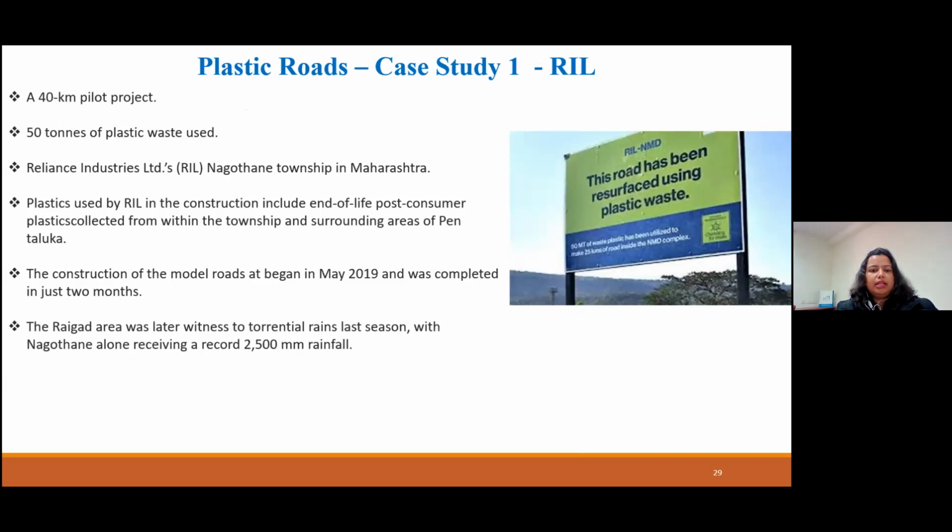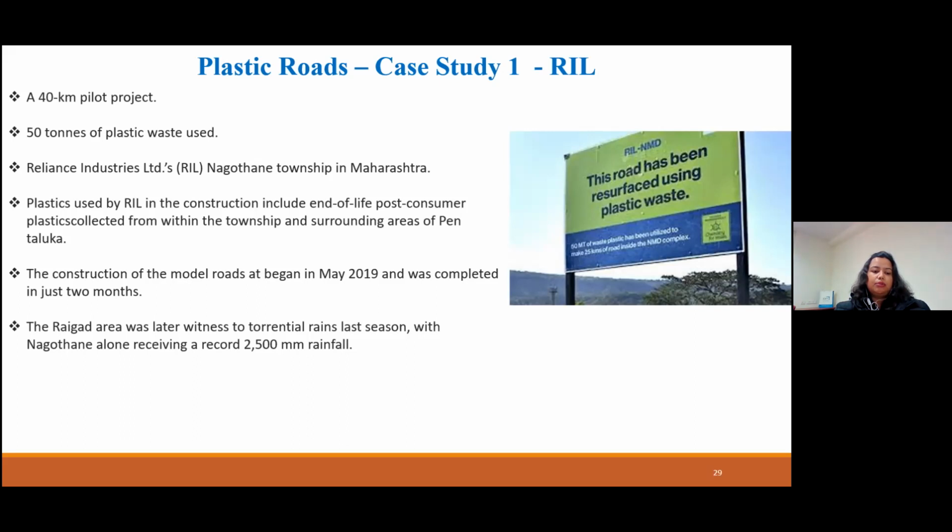This was made in Nagothane township in Maharashtra. It was made by Reliance Infrastructures, and they used 50 tons of plastic waste, which was taken from their surrounding areas. They basically used polythene plastic bags, garbage bags, cling films, and flexible plastic products from their area. They began the construction in 2019. It was completed in 2 months.